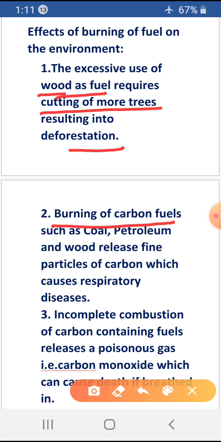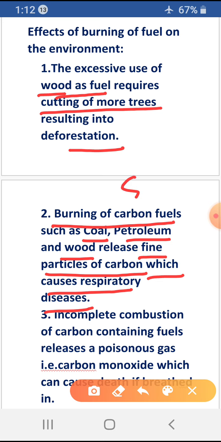The fuels which contain carbon, such as coal, petroleum, wood, whenever these are burned, they release very fine particles of unburnt carbon, which causes respiratory diseases. These fine particles of carbon remain suspended in the air, and when we inhale, they enter our body and cause respiratory diseases. These fine suspended particles are called suspended particulate matter. SPM is its short form.